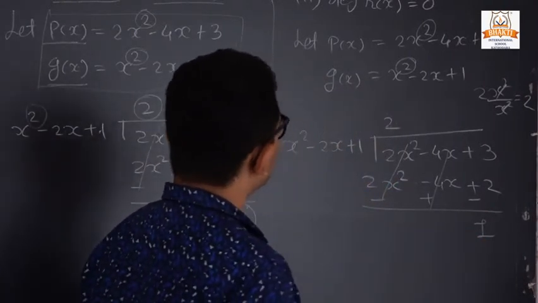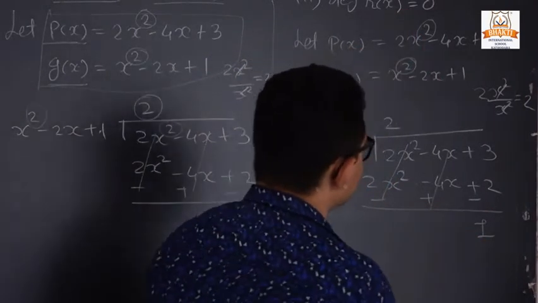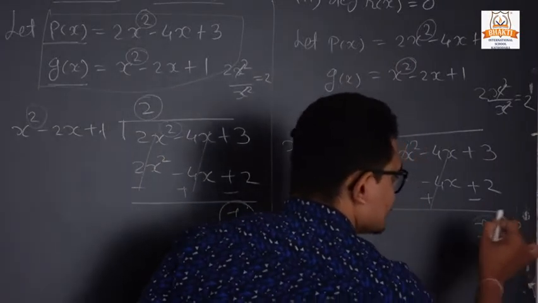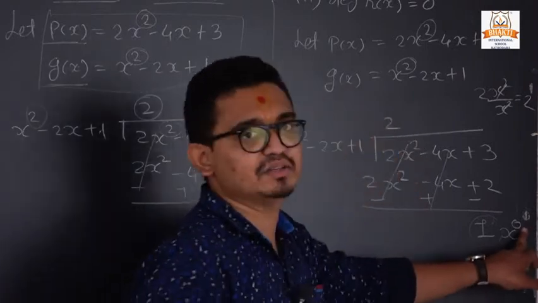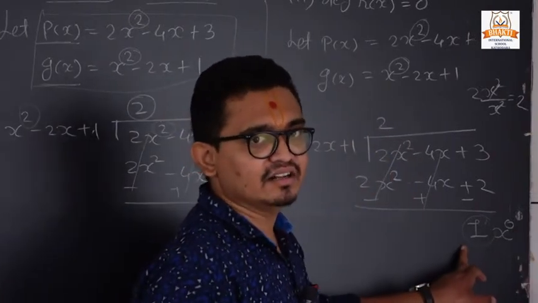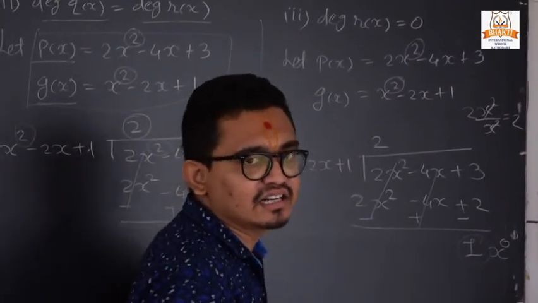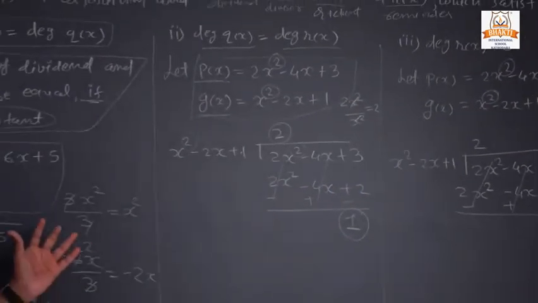Clear? So it means the degree of remainder is 0 because it is a constant term. We can also write it like 1 times x raised to 0, because x raised to 0 means only 1. Clear? So it means the degree of remainder is 0. So is it clear now? It is our question number 5.